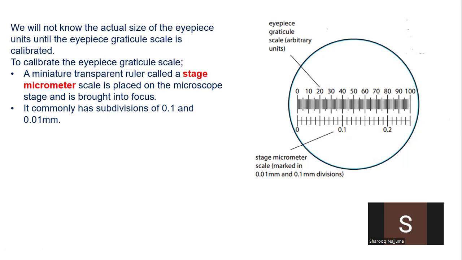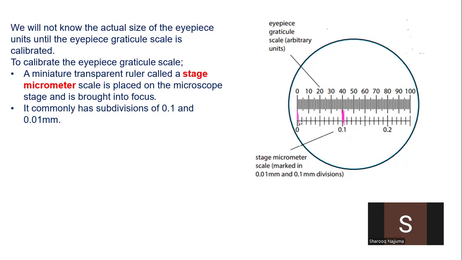So what you're going to do is get the eyepiece graticule and superimpose it very well with the stage micrometer. We are going to use the stage micrometer to calibrate the eyepiece graticule so that we know what one eyepiece graticule unit is equivalent to in terms of millimeters, because our stage micrometer is in millimeters. In this case, you can choose any section to work with from this diagram. Let me give you an example. Someone could consider using this section from here to this section.